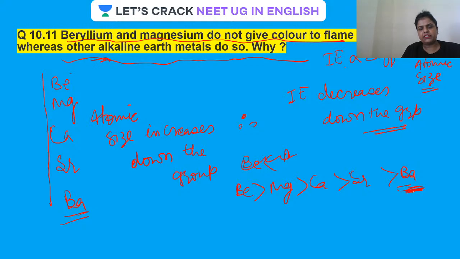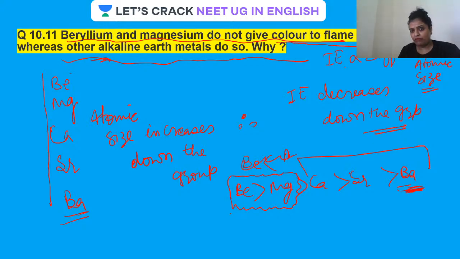So what happens, guys? The ionization energy of these two elements is very, very high because of their small size. And you all know that in order to give color to the flame, the first ionization energy should be provided by the flame itself. So in all these three cases, the first ionization energy is provided by the flame when their compounds, the chloride compounds, are heated.